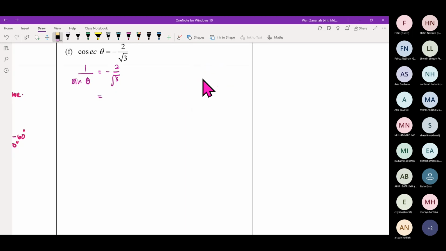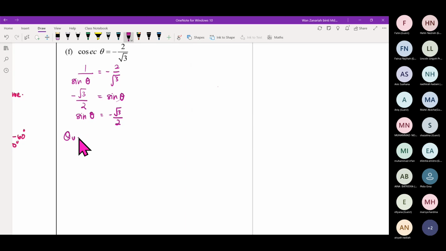Sin theta, we want sin theta as the subject, so it has to be put on top. If this goes on top, what happens to this? The negative, bring it over and up, over 2. Agree, everyone? Yes. So the question you want to solve is actually sin theta equal to negative root 3 over 2. So just do it like usual. Sin theta is negative root 3 over 2. Okay, start with your steps.